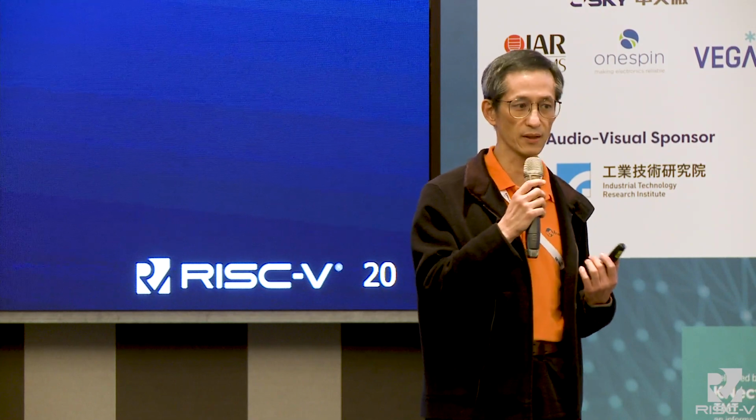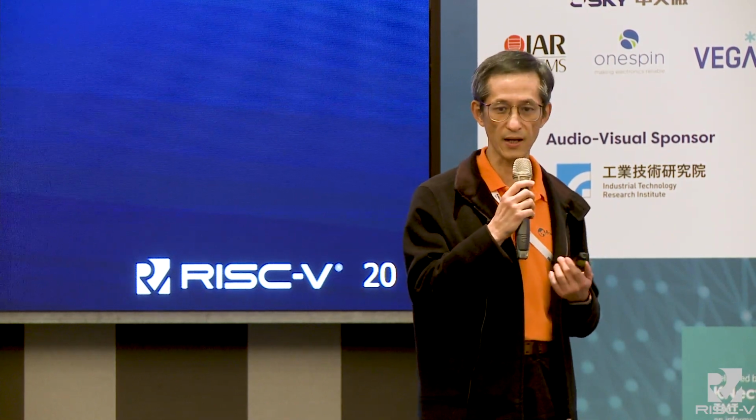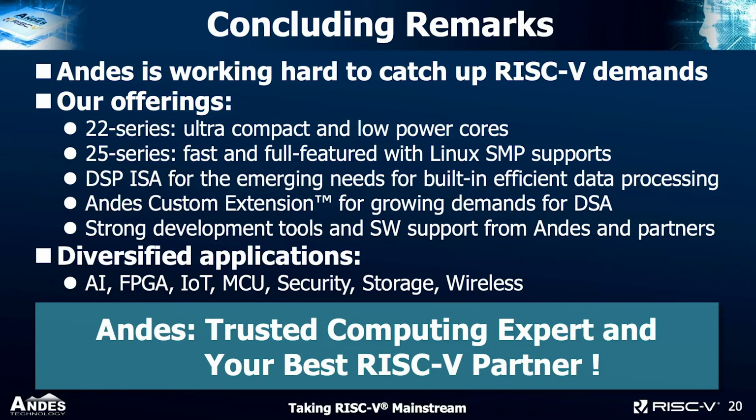But beyond that, we also work with partners like Imperas, Lauterbach, IAR, and so on. So they are also spreading our CPU and our extensions as well. And so far, our customers have been using our cores for the applications we talked about earlier this morning: AI, FPGA, IoT, MCU, security, storage, wireless.